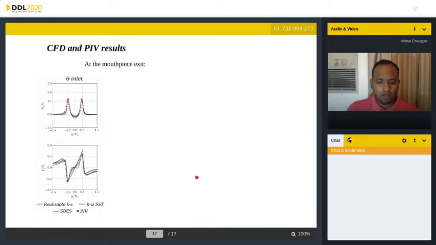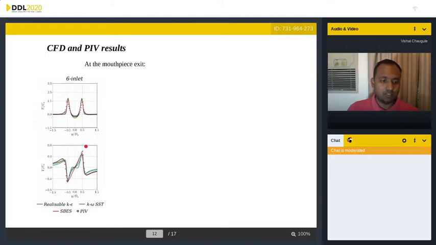We'll first look at how the CFD results compared with the PIV results. Here we see the mean axial and radial velocities at the mouthpiece exit for the 6-inlet model. What we see here is that we have large axial velocities on either side of the jet center line, and we have a significant reverse flow region within the jet core. We also see large radial spreading with large lateral velocities on either side of the jet center line. This occurs because of high swirl in the flow. What we see here is that SBES agrees very well with the PIV results.